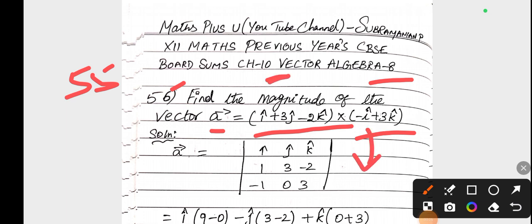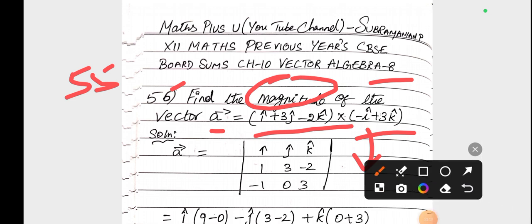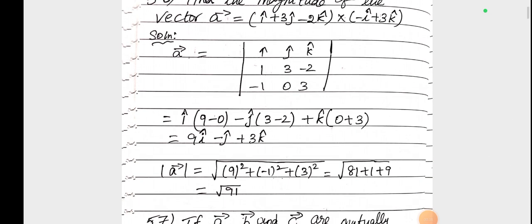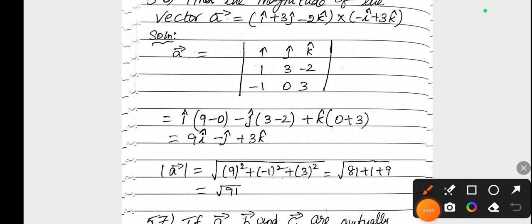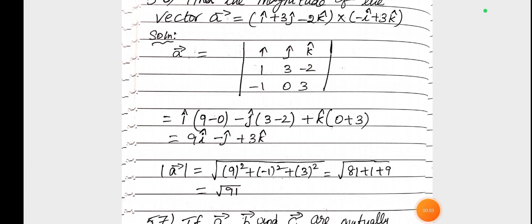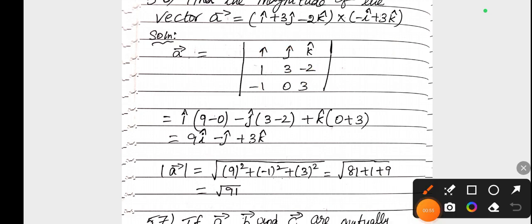Then we should find the magnitude. We want to first find the cross product, then we want to find the magnitude. Clear, children? First do the determinant as usual, and then you can find the value. i cap: 3 threes are 9, 9 minus 0. That's what we have written. Then we go for the minus j cap: 1 threes are 3, 3 minus 2.